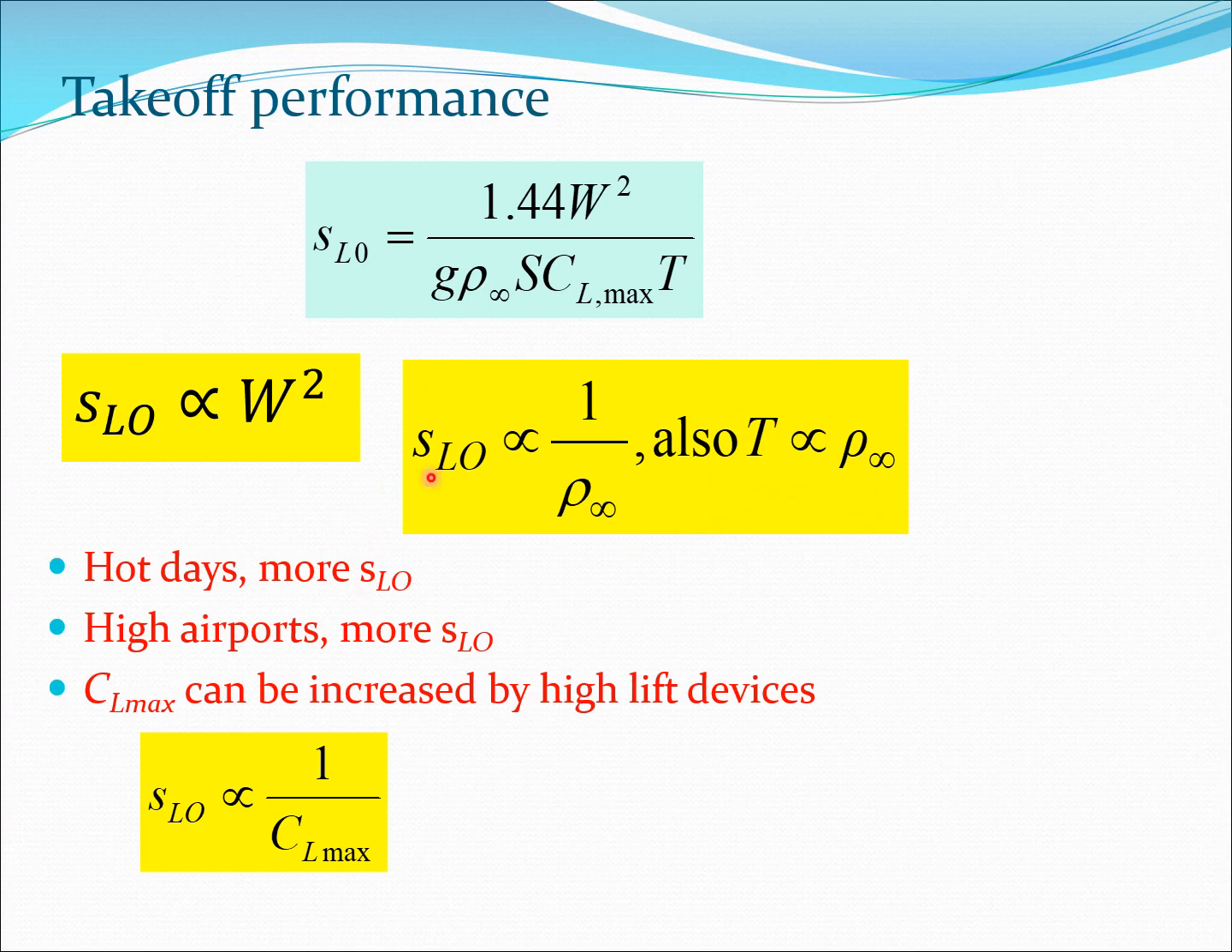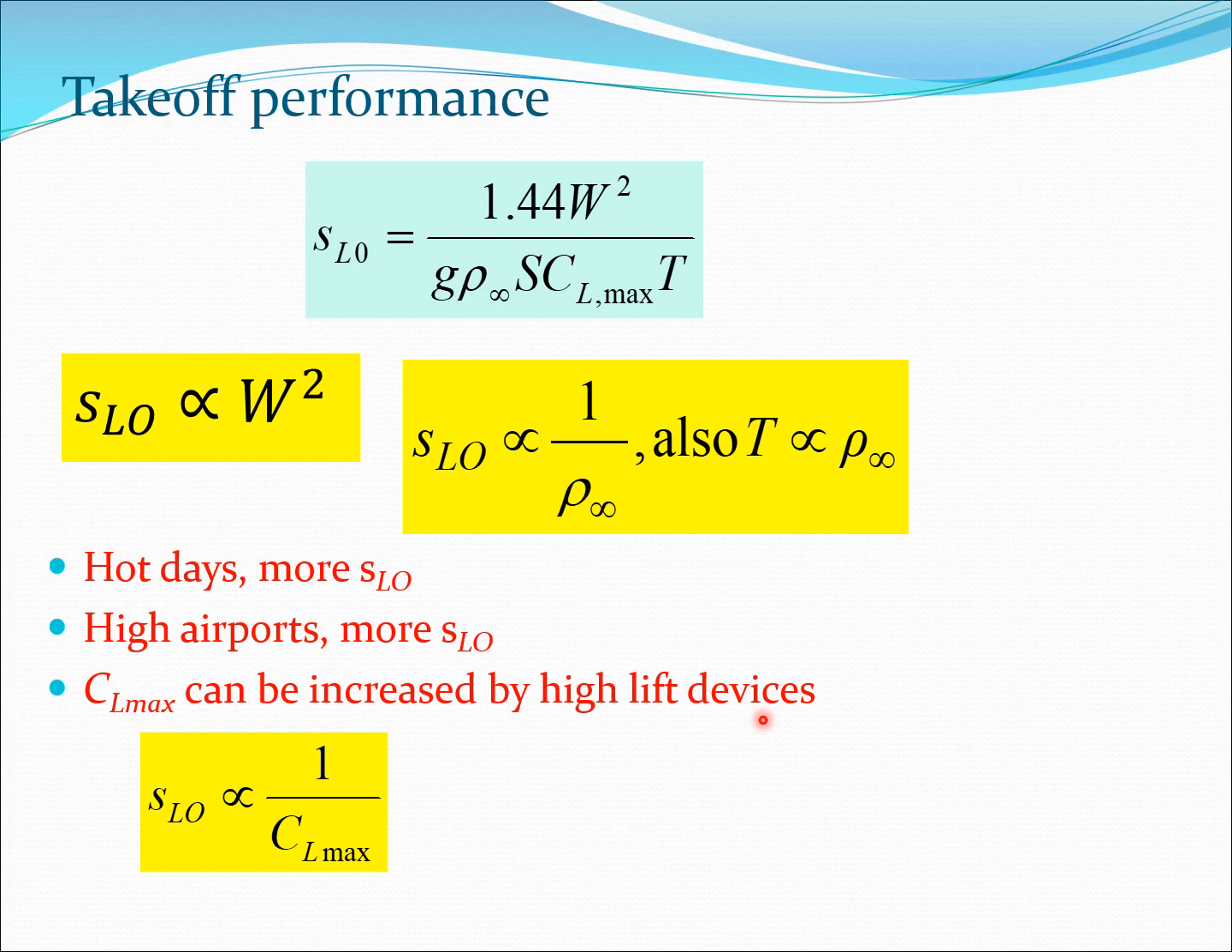So from this equation we can see that on hot days you would have more SLO because your density would be low, so SLO would go up. Similarly, at airports which are high, more runway length is going to be needed because high airports are also going to have low density of air. Recall the standard atmosphere.